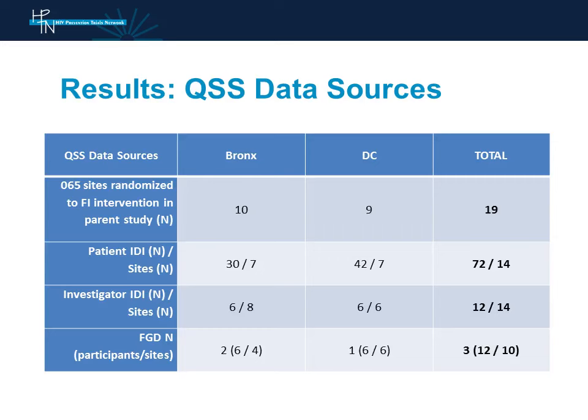In terms of investigators, we interviewed a total of 12 investigators from 14 different sites, and those numbers are different because there are a couple investigators who represented more than one site. And we also conducted 3 focus groups with a total of 12 staff members who represented 10 sites. Next slide.